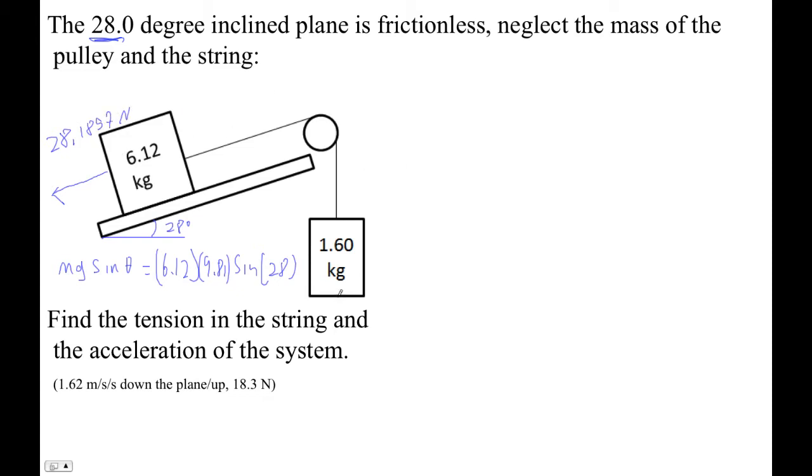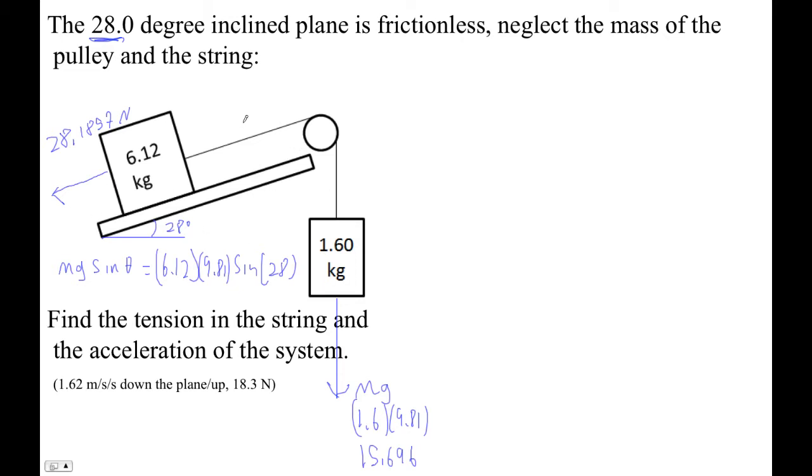Now let's figure out the force of gravity on this guy. That's going to be m times g, so 1.6 times 9.81. That's 15.696. Now clearly this thing's going to accelerate this way. This parallel force is bigger than the weight, so this guy's going to slide down the plane, dragging this guy up.